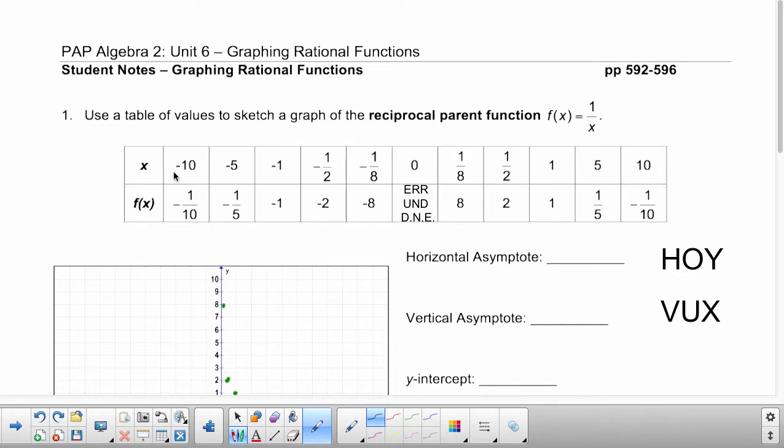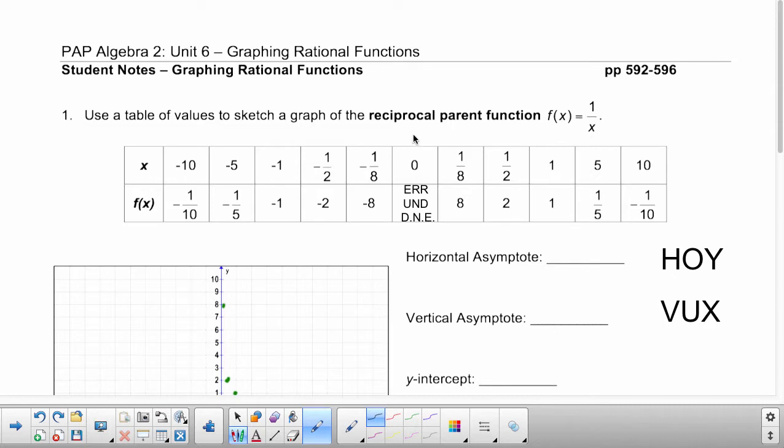When we start out with a whole number, that just means that we're going to put it in a fraction under 1. 1 over negative 10 gives us a negative 1 over 10. If we start out with a fraction, we can think about a reciprocal as just flipping what's on top and the bottom. So we flip it and we get negative 2 in this case.